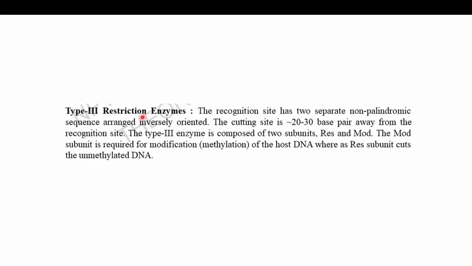And then there's type 3 restriction enzymes. The recognition site has two separate non-palindromic sequences arranged in inverted orientation. The cutting site is nearly 20 to 30 base pairs away from the recognition site. This type 3 enzyme is composed of two subunits, res and mod. The mod subunit is required for modification or methylation of the host DNA, and the res subunit is basically for restriction activity, or cutting the unmethylated DNA strand. Okay.